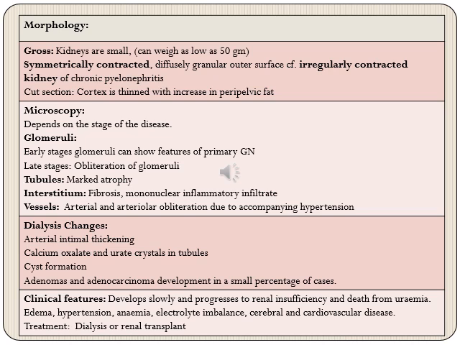Then clinical features. This type of chronic glomerulonephritis develops slowly and progresses to renal insufficiency and death from uremia, if life support is not provided to these patients in the form of dialysis. Also, these patients will have edema, hypertension, anemia, electrolyte imbalance, cerebral and cardiovascular diseases. All these will be because of loss of normal renal function. Treatment is lifelong dialysis or a renal transplant if available for these patients.